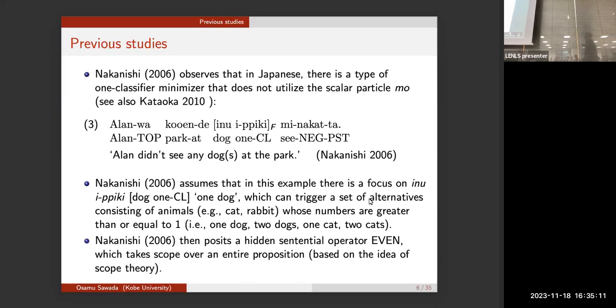Nakanishi 2006 observed that in Japanese, there is a type of one-classifier minimizer that doesn't utilize the scalar particle mo. For example, in (3), Aran wa koen de inu ippiki minakatta. Ippiki is a classifier, one plus classifier, and this sentence means that Aran didn't see any dogs at the park. Nakanishi assumes that in this kind of example there is a focus on inu ippiki, one dog one classifier, which can trigger a set of alternatives consisting of animals such as cat and rabbit, whose numbers are greater than or equal to one. For example, inu ippiki creates a set of alternatives like one dog, two dogs, one cat, two cats. Nakanishi then posits a hidden sentential operator like "even", an invisible "even", which takes scope over the entire proposition.